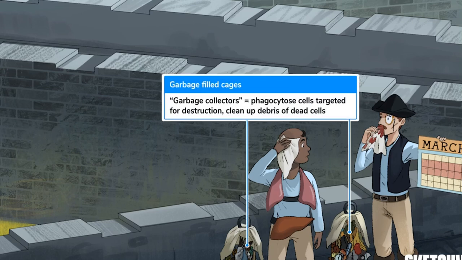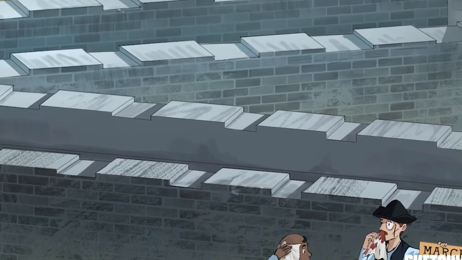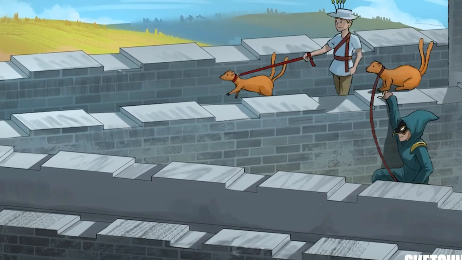They clean up the cellular debris of dead cells and generally just keep everything tidy, which is why these two have been storing all the castle's garbage in their cages. Nice. Gross, but nice. Now, you may be wondering what exactly activates a macrophage.